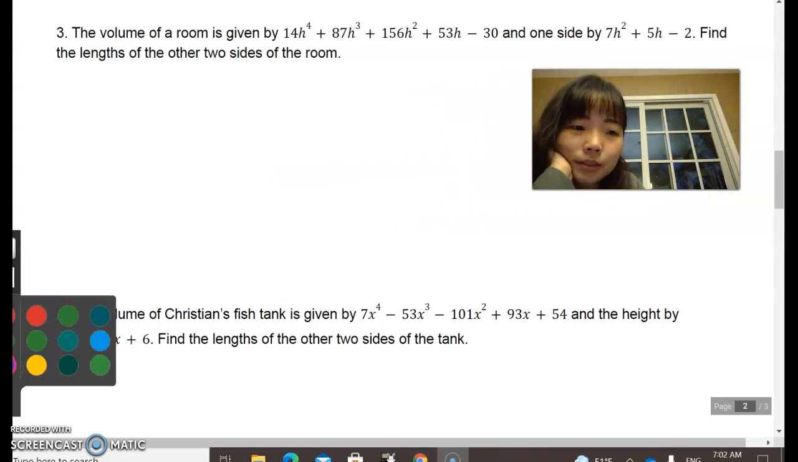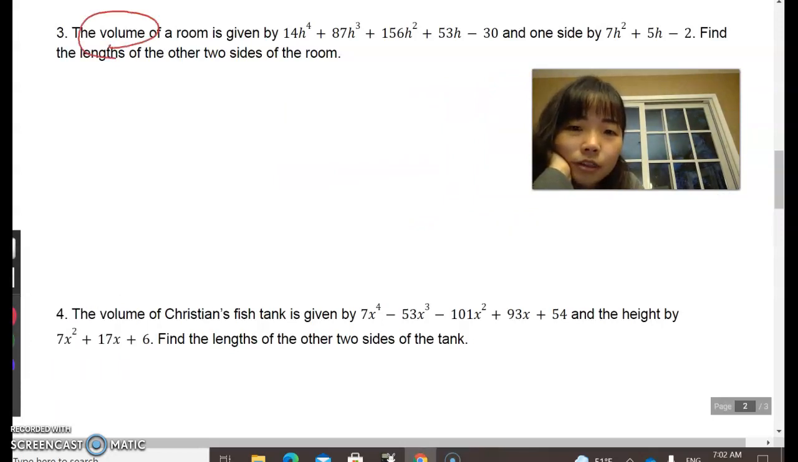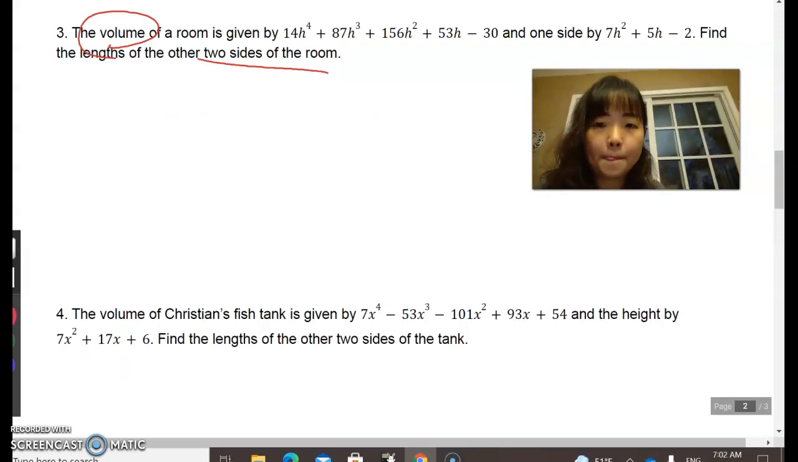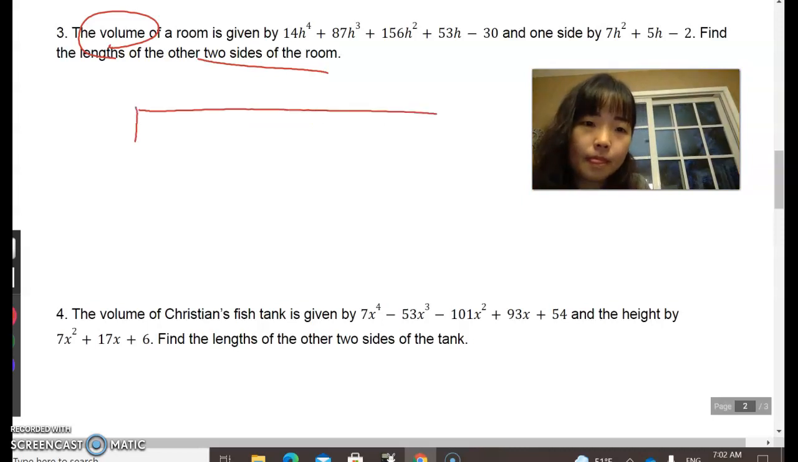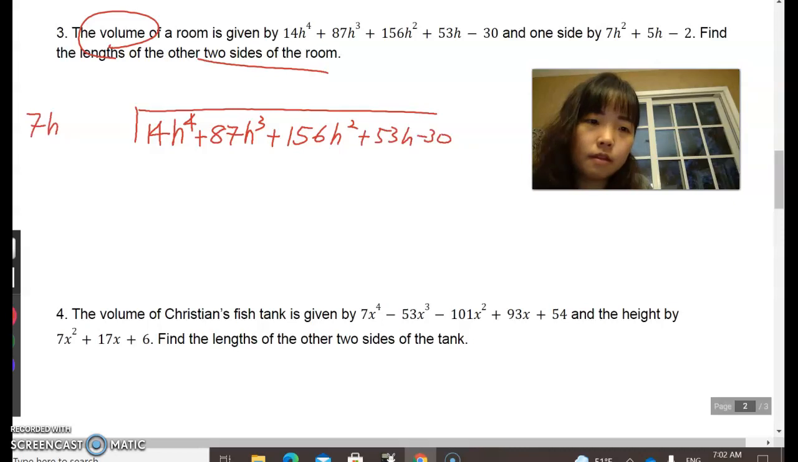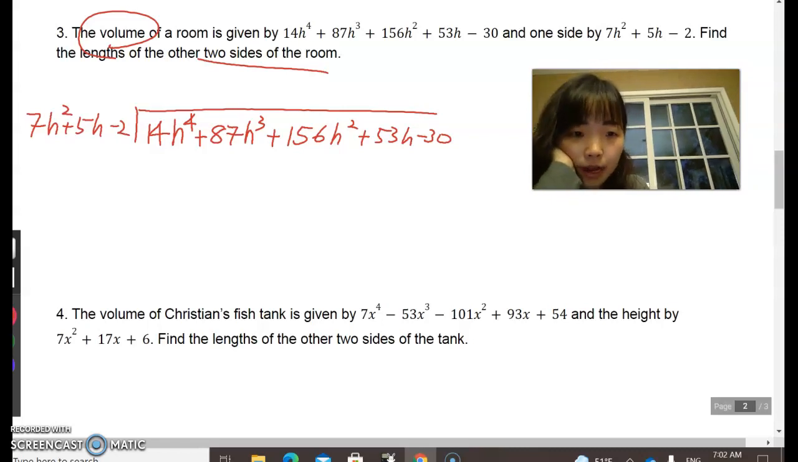Moving on. Just when I thought we were going to do easy questions, I don't even know how I'm going to fit this. I write big, you know that. The volume, you have to find the other two sides. Yeah, we have to do one of these. There is no shortcut. We cannot do it any other way besides this way. Okay, let's divide.